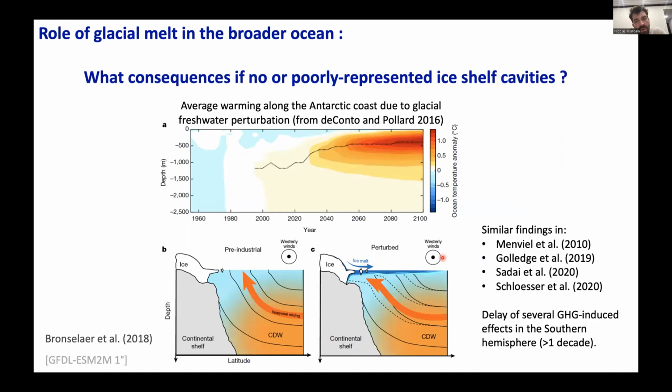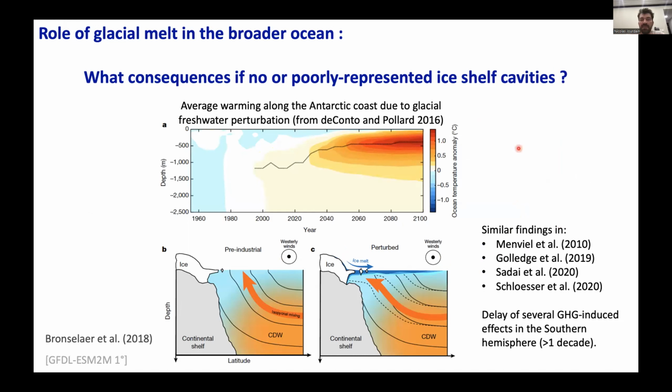You have also a warming of the subsurface that has been described in many papers. Here I'm showing plots from Ben Bronsella, but you have also these studies that are cited here that describe very similar effects. So the first plot shows the average warming along the Antarctic coast that is due to glacial freshwater perturbation, up to 1 degree here at 500 meters.